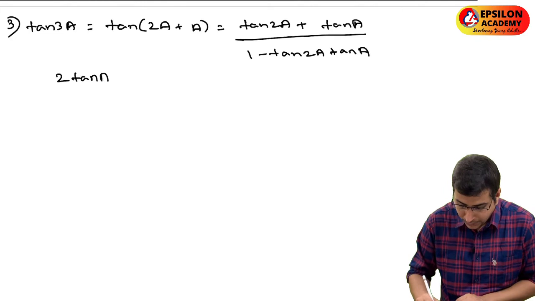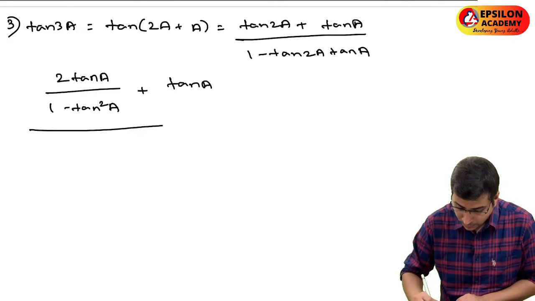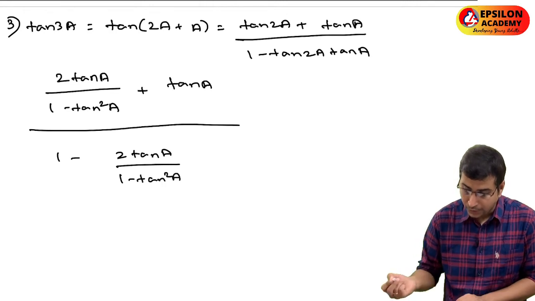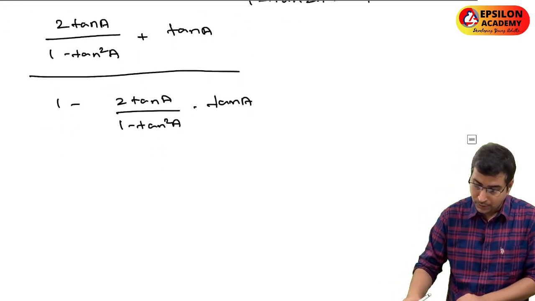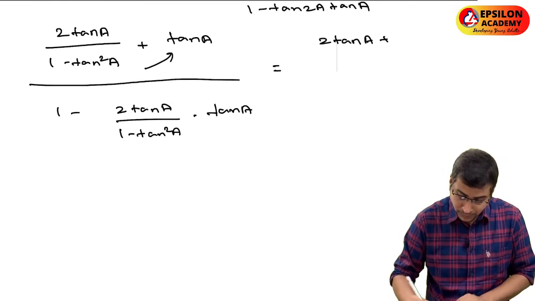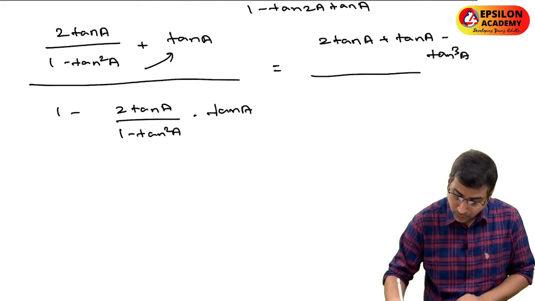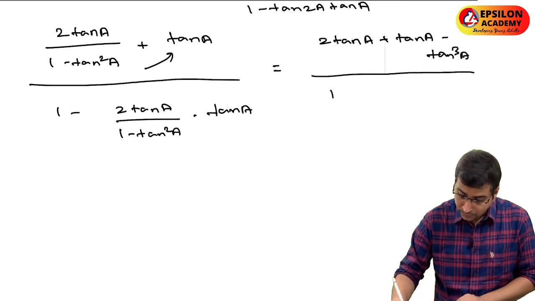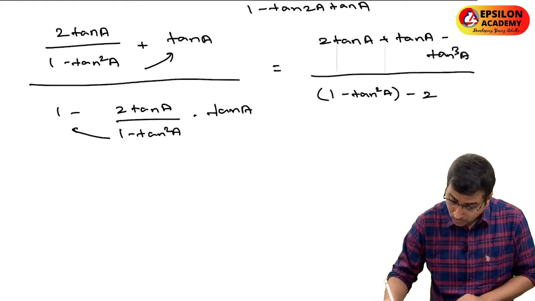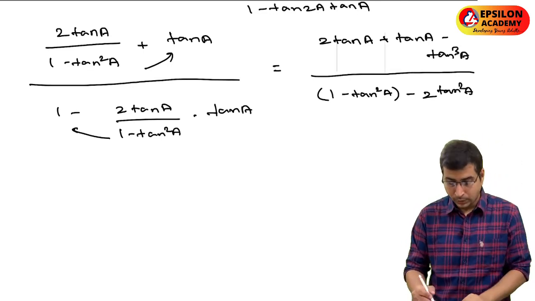So 2 tan a divided by 1 minus tan square a plus you have a tan a here, the whole divided by 1 minus 2 tan a divided by 1 minus tan square a into you have another tan a here, right? So when you take LCM, what are you going to get? You will get 2 tan a plus tan a into 1 is tan a, minus tan square a into tan a is tan cube a, the whole divided by 1 minus tan square a. So 1 minus tan square a minus 2 tan square a. Observe the denominator in both the cases is 1 minus tan square a, that will get cancelled out.